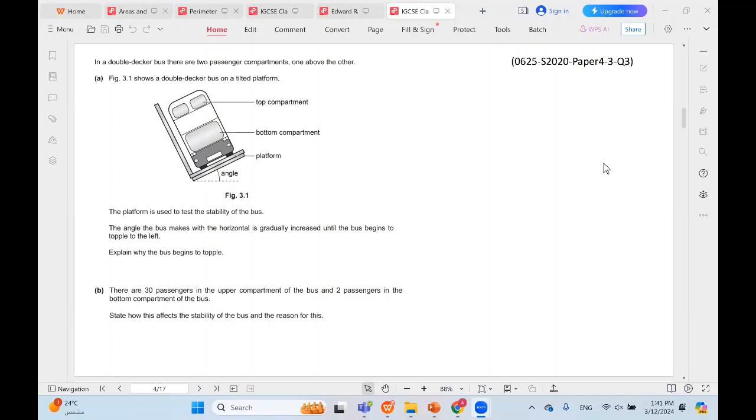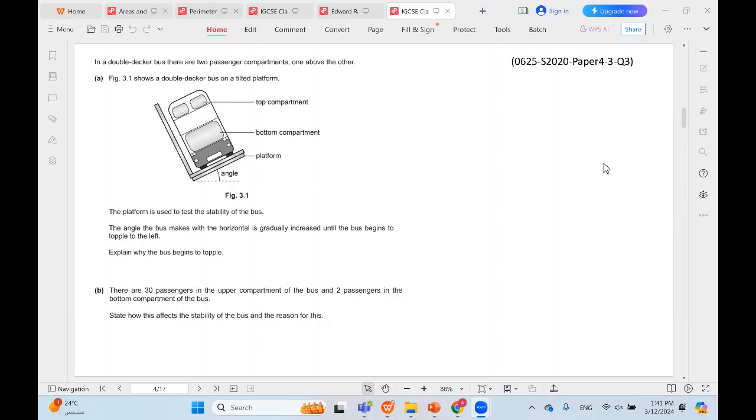In a double-decker bus, there are two passenger compartments, one above the other. A says that figure 3.1 shows a double-decker bus on a tilted platform. The platform is used to test the stability of the bus. The angle the bus makes with the horizontal is gradually increased until the bus begins to topple to the left. Explain why the bus begins to topple.